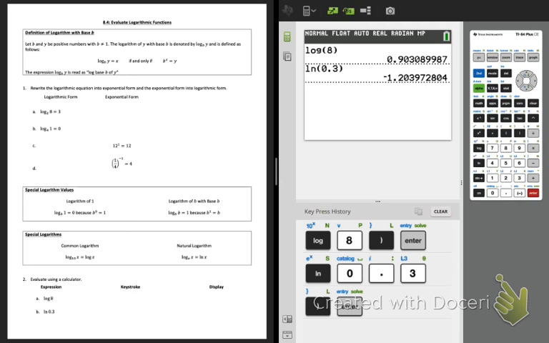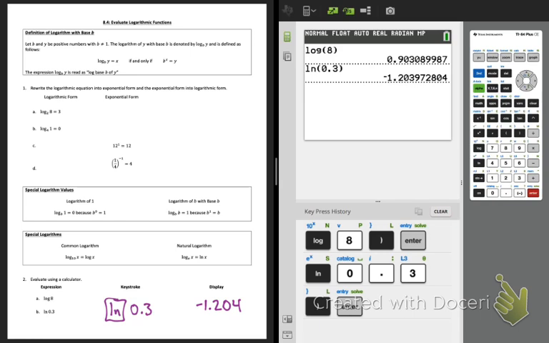So again, for your keystroke for that, you're just hitting the LN button, which again is next to the 4. Type in your number and your answer, which will round to negative 1.204. So your calculator is going to be very helpful when you're doing some basic computation and evaluation, and that's how you're going to use it to find common logs of numbers or the natural log.